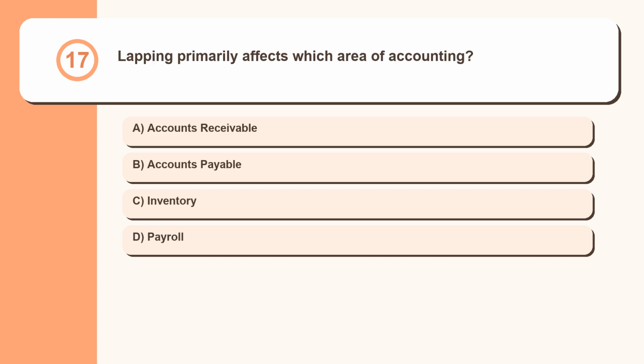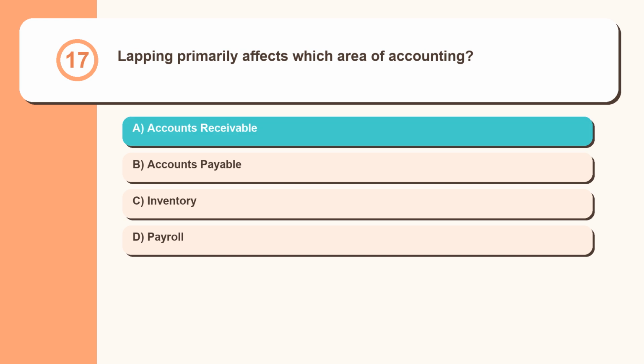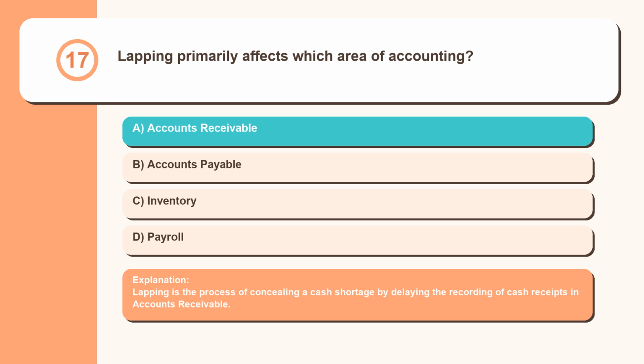Question 17. Lapping primarily affects which area of accounting? Accounts receivable, accounts payable, inventory, payroll. Lapping is the process of concealing a cash shortage by delaying the recording of cash receipts in accounts receivable.